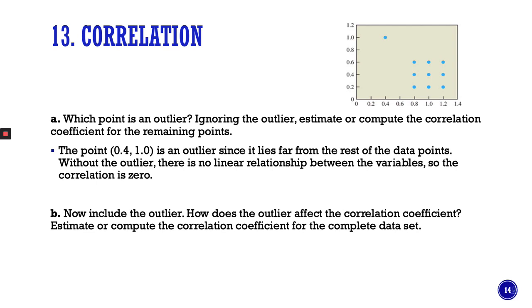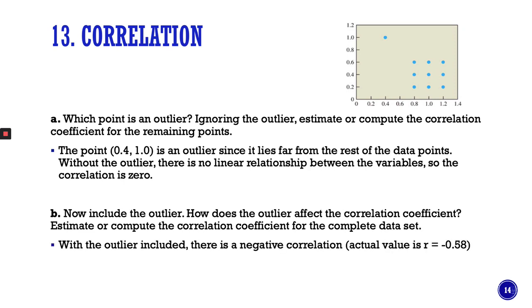Now, if we include the outlier up here, we can kind of see that there's kind of a linear thing going. How does it affect the correlation coefficient? Estimate or compute the correlation coefficient for the complete data set. So with the outlier included, there is a negative correlation. The actual value would be r equal to negative 0.58, but we're looking at that it was going to be negative.